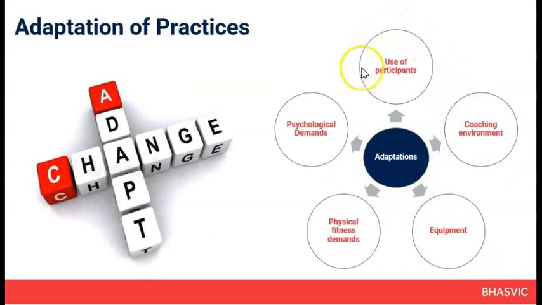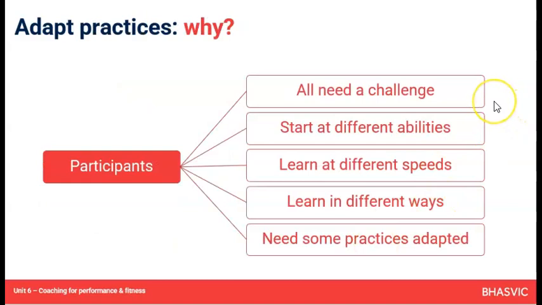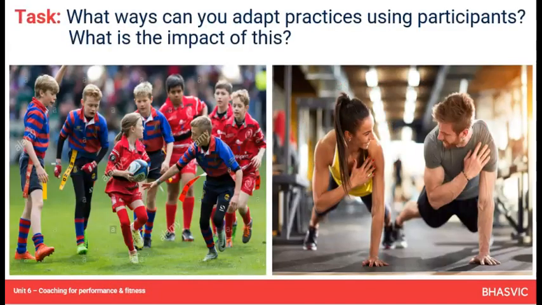Okay, so the first type of adaptation we're going to look at is adaptations made in relation to how you use participants and the participants that you have in your group. Now, we've already established that participants in any session may have different abilities, may have different learning speeds, may learn in different ways, and therefore may need adaptations to happen. So we need to think about, well, what sorts of things would we consider? What ways can you adapt practices using your participants? And what's the impact of that?